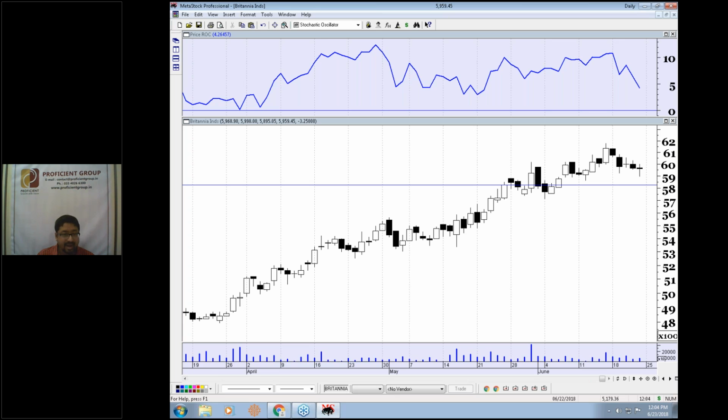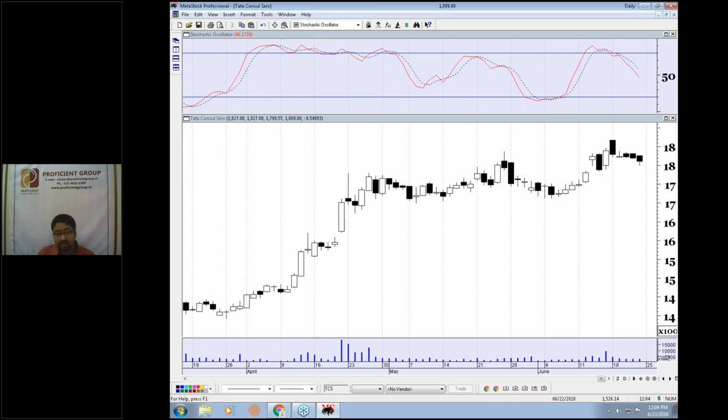Yesterday, it made a high at around 5998. So anytime next week, if Britannia goes above 6,000, that will be another buying opportunity, and the stop loss will be around 5,895 region, and higher prices are possible. The next important sector that I would like to draw your attention to is the IT sector.